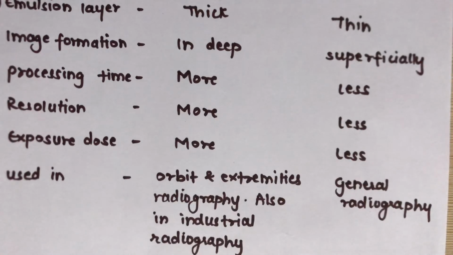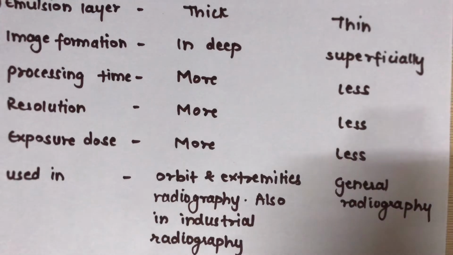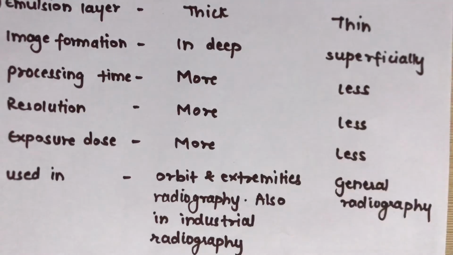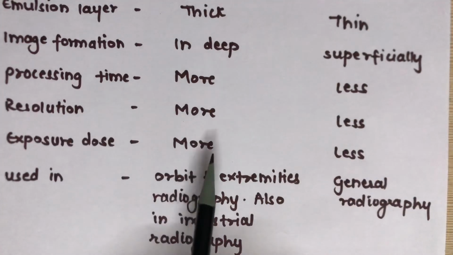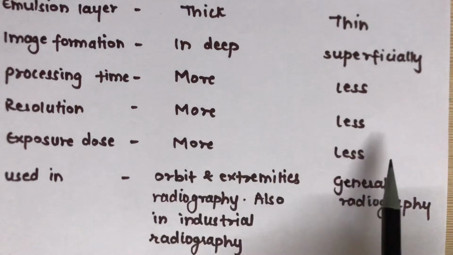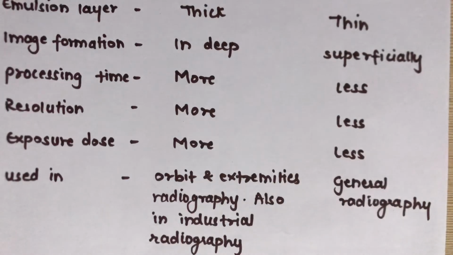It can also be used in limb radiography, or to detect intraocular foreign bodies, that is, orbit radiography. And the indirect one is used in general radiography. So now we have seen the exposure dose is more in the direct one and less in the indirect one. But this exposure dose is reduced at the cost of fine image detail.